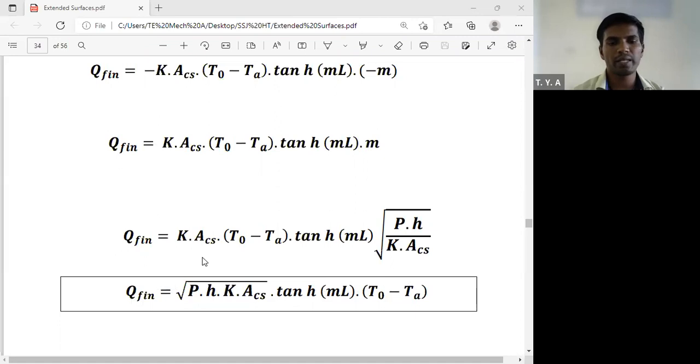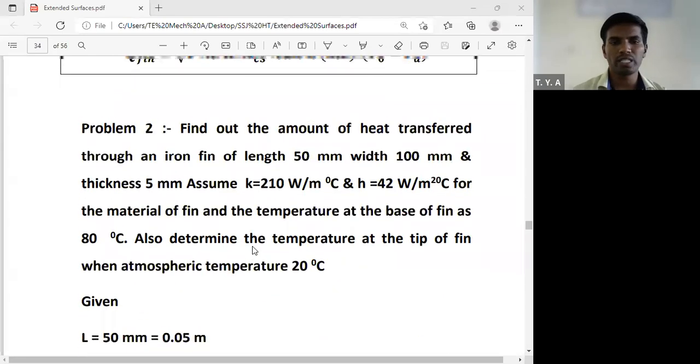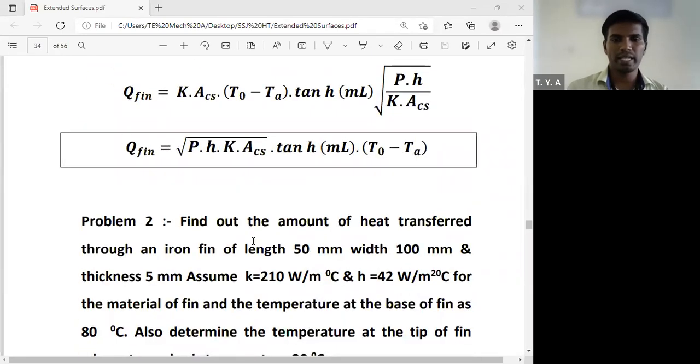Q fin for the tip of the fin is insulated. Okay, so how to calculate the rate of heat transfer when the tip of the fin is insulated? So at that time we have to use this equation and find out the rate of heat transfer. Okay, so this is the case 2. Understand? So write down the problem for the case 2.